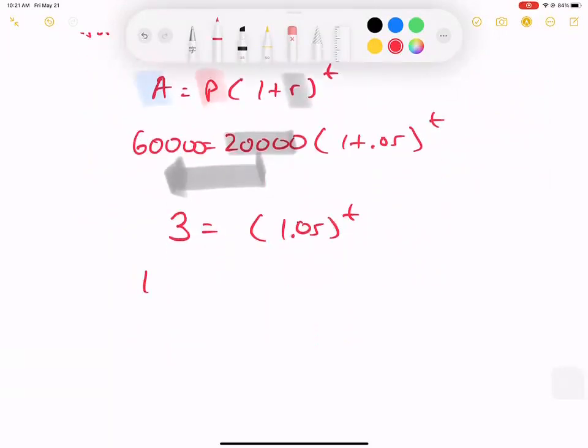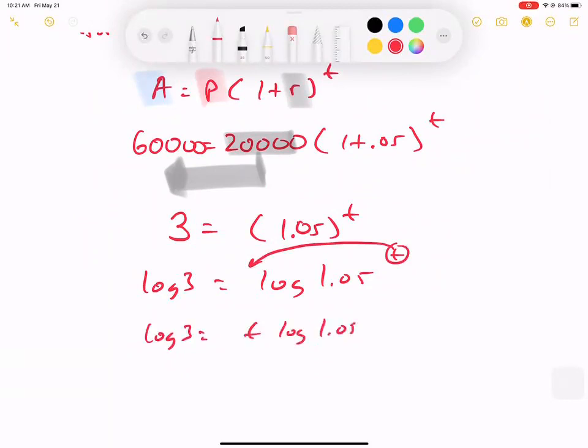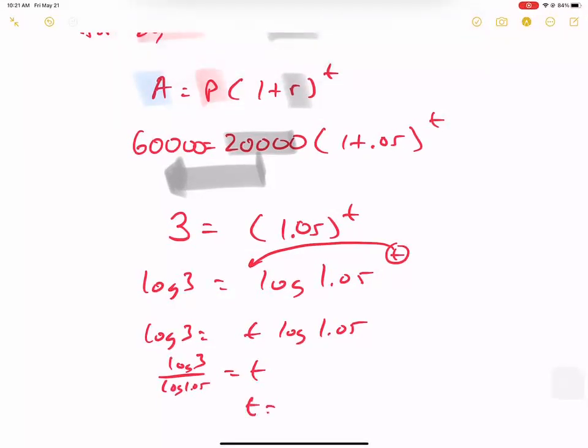I need to log both sides. Log of 3 equals log of 1.05 to the T power. Remember, the logs bring down the exponents. Log of 3 is equal to T log of 1.05. Divide the logs over. T is equal to log 3 divided by log 1.05. That's a calculator move. 3 log divided by 1.05 log equals, and it would take me a time of 22.51 years, or 23 years, rounding up.